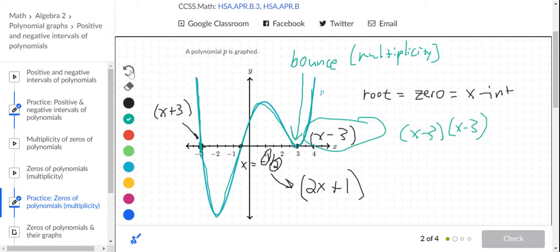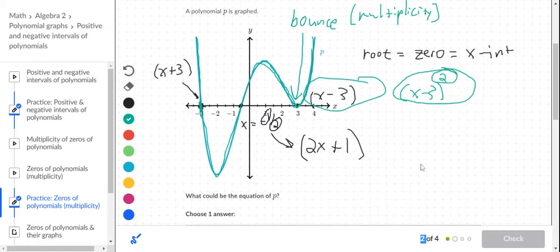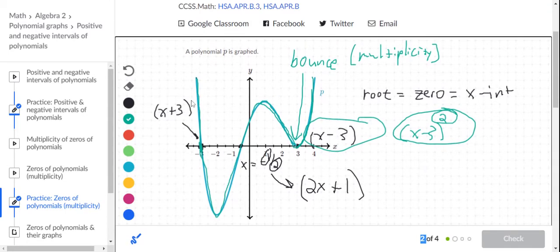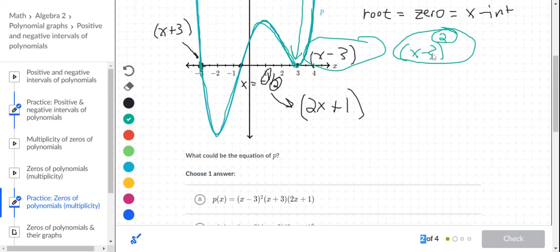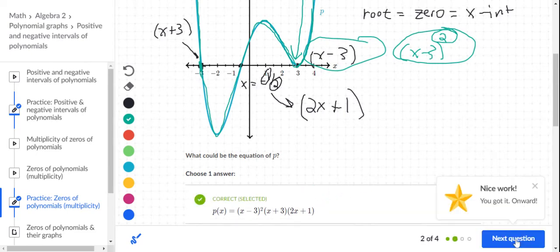So what we're going to answer is that one of the parts of the equation must be x minus 3 squared. It means it's occurring twice, right? So the way I think of it is when we see a bounce, the graph is getting ready to cross through, but then there's another factor hidden in there that makes it go back another direction. It's like a reflection. All right, so our answer should have these three factors with an x minus 3 squared. And so that's why A is correct.